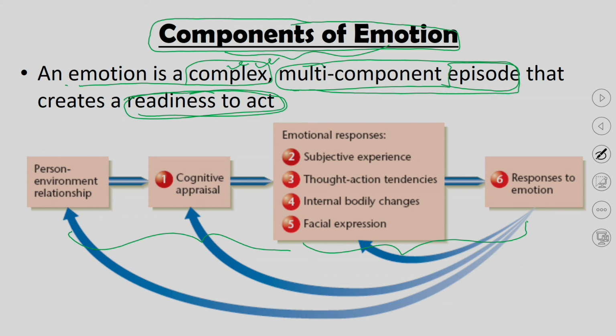What this model says is that an emotion starts with something called a person-environment relationship. Any emotion starts with a person-environment relationship. If a person-environment relationship does not happen, then emotions will not start. Now, as I explained in my classes, let us start and understand how this really works.